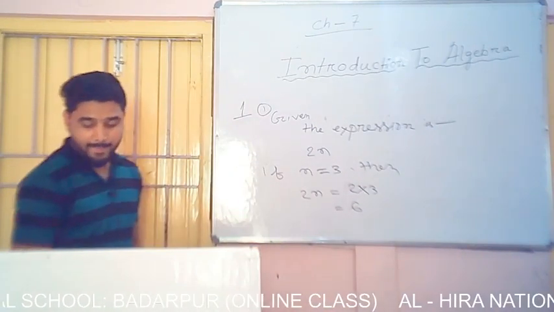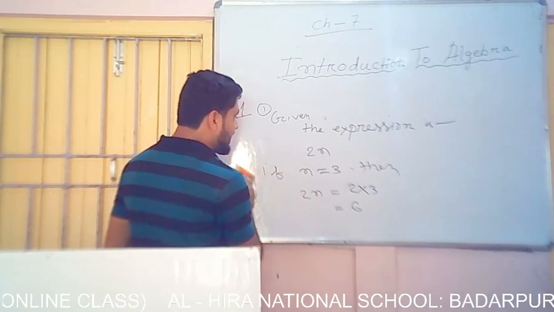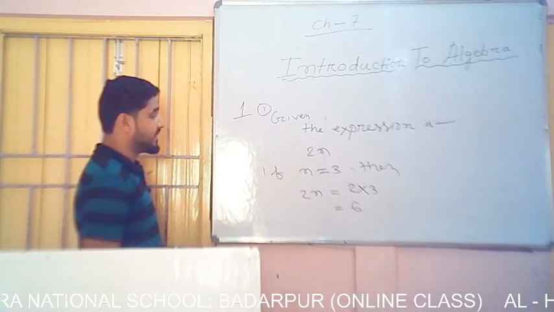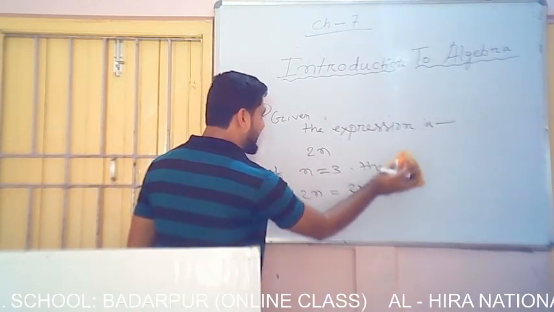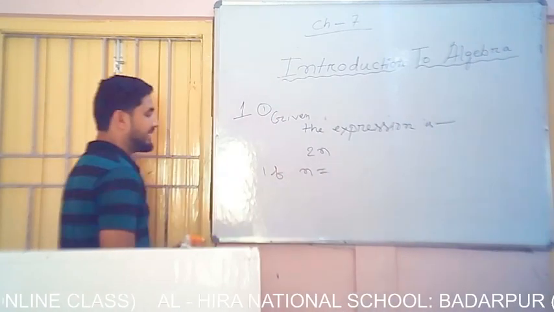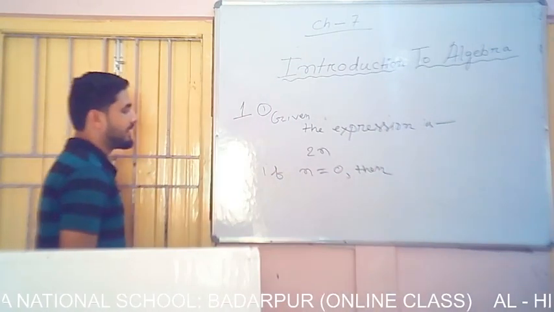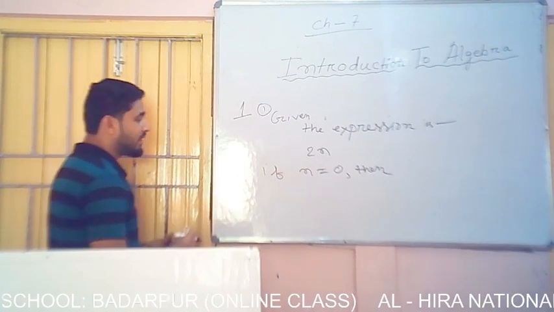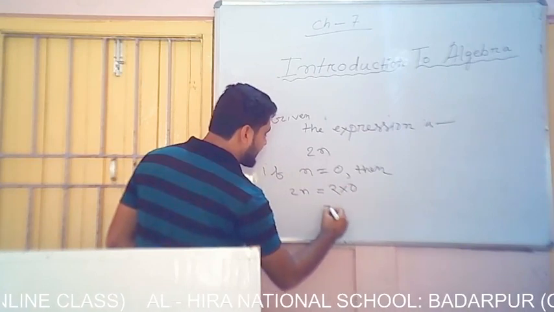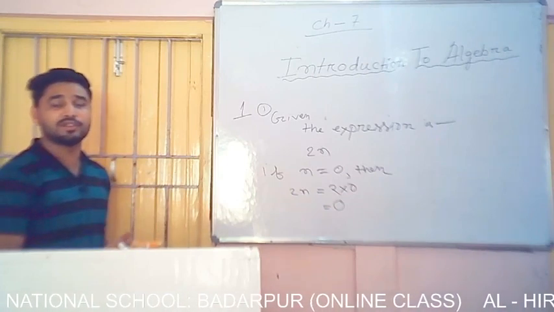Then after 6 you write again, if n equals 0. If n equals 0, then 2n equals 2 into 0. That means 2 into 0 means 0. That is your answer. Now for n equals 1.